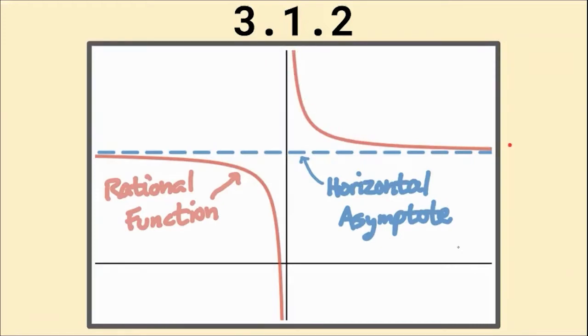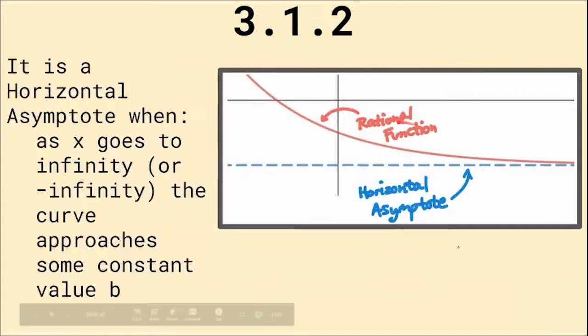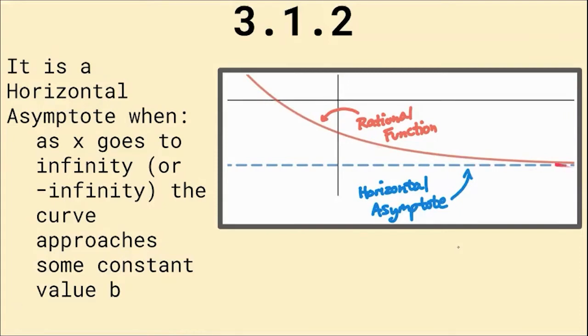It's not going to infinity. It's not going to negative infinity. It's going to whatever this dashed line is. Okay. It is a horizontal asymptote when x goes to infinity or negative infinity. The curve approaches some constant value b. I kind of already said that, but here we go. We have this going closer and closer to some value. It's never going past it. It's just getting infinitesimally closer to it, but never actually reaching it. That is what a horizontal asymptote is.